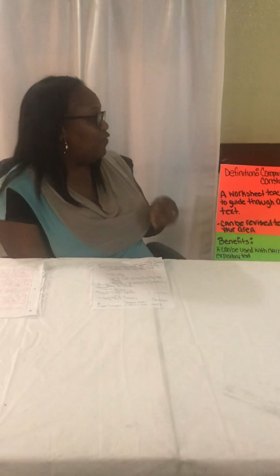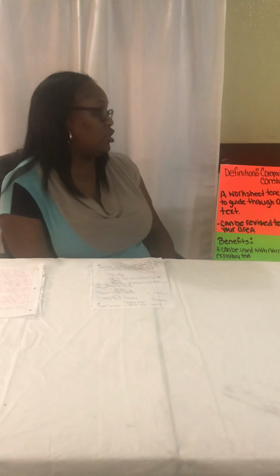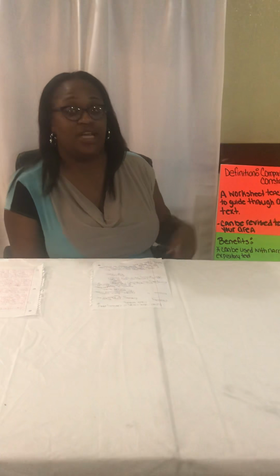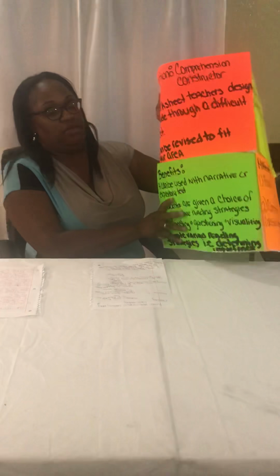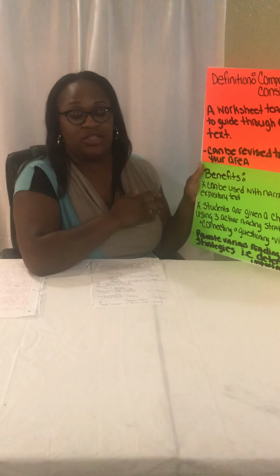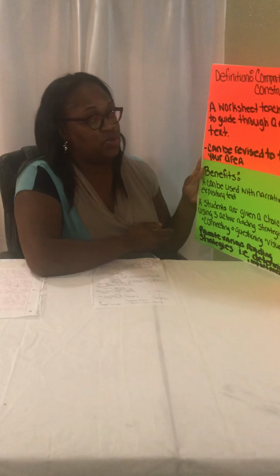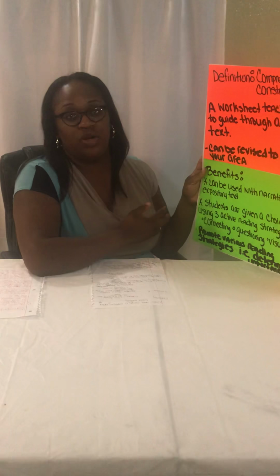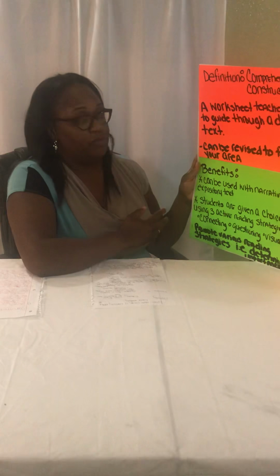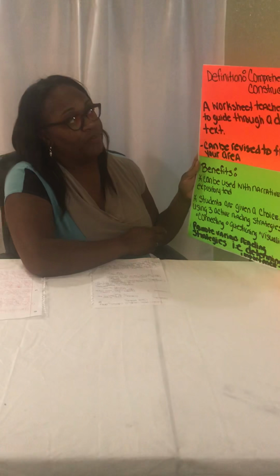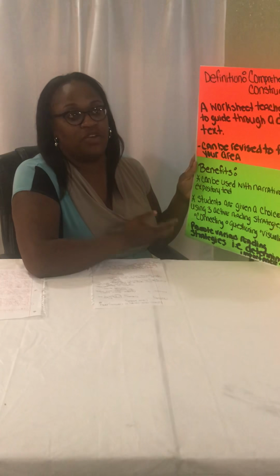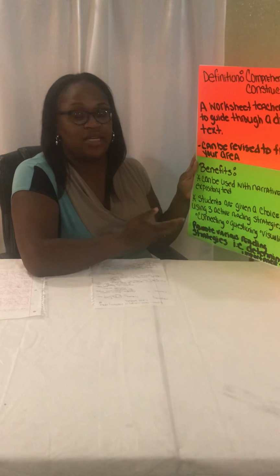And the definition of this strategy is a worksheet activity that teachers design to guide students through a difficult text. The worksheet can be revised to go with whatever content area that you are trying to reach or whatever struggle that your student is having. You can revise the worksheet in any manner that you would like. So we would ask, why do we use this strategy for someone that doesn't remember details?